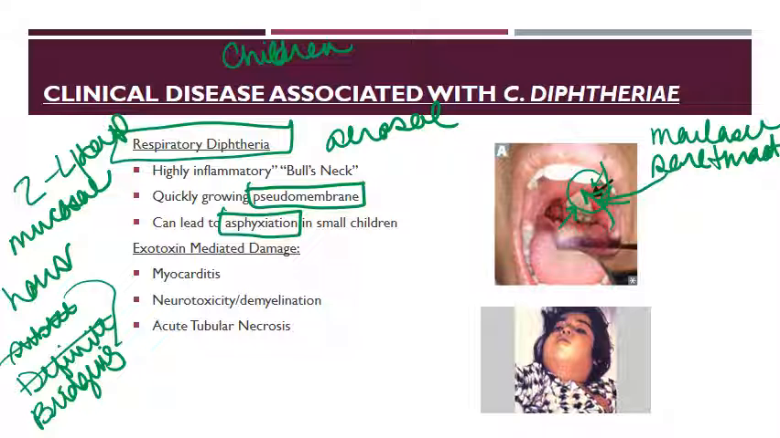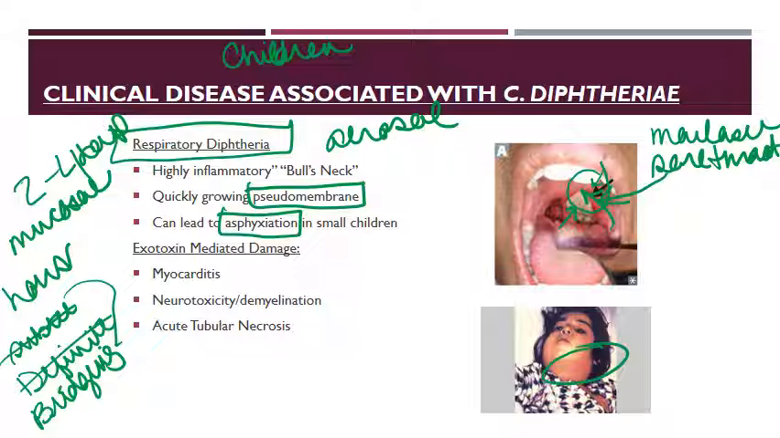The other thing that we would occasionally see with this is called bull's neck lymphadenopathy. C. diphtheria is an incredibly inflammatory disease, and it basically creates this massive amount of inflammation in the lymph nodes, and that causes all this swelling that you're seeing here. Okay, so the other thing is, as I mentioned before, this isn't an invasive organism. So when we are talking about metastatic C. diphtheria, again, we're talking about the activity of the toxin.